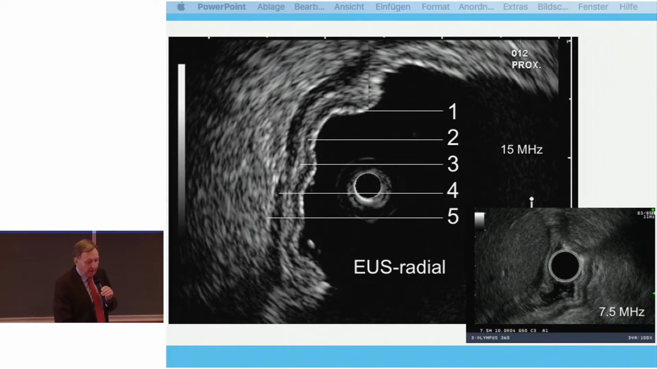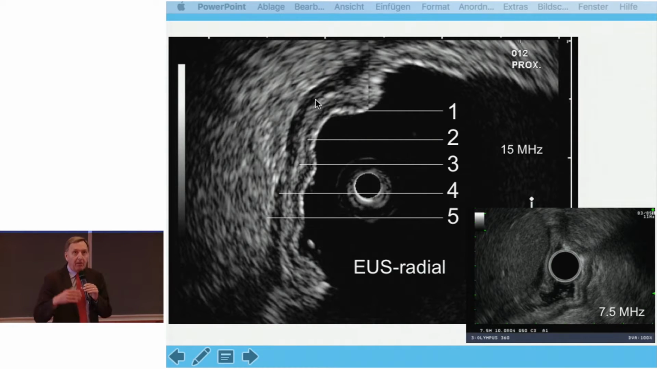So the beginning was the demonstration of the wall layer structure. You see here the typical image of a wall layer in the stomach with a normal transducer and with a high frequency mini probe. And normally we have a 5-layer structure beginning with the entrance reflex, then the muscularis mucosae, and then the submucosa and the proper muscle layer.